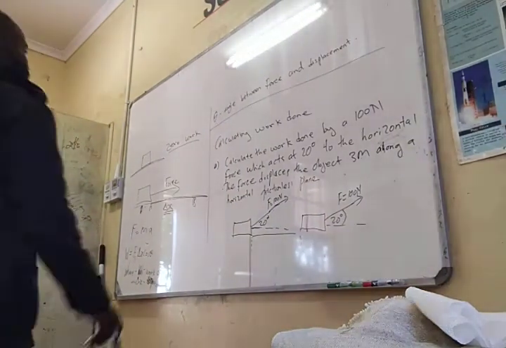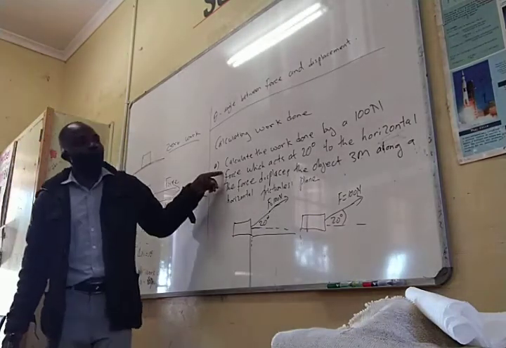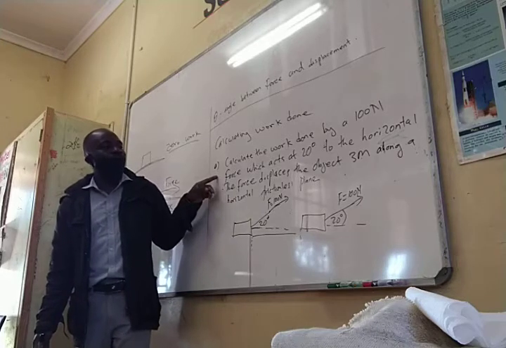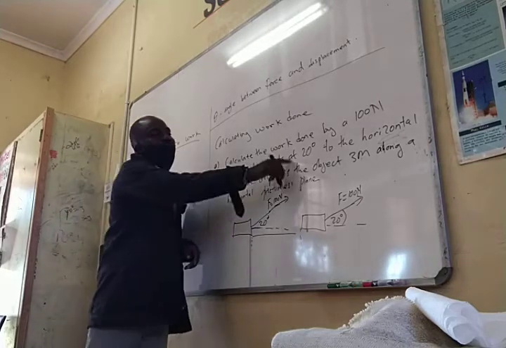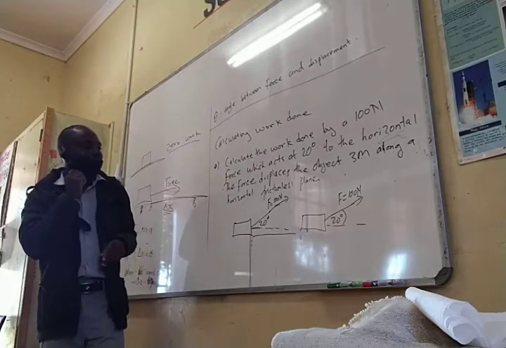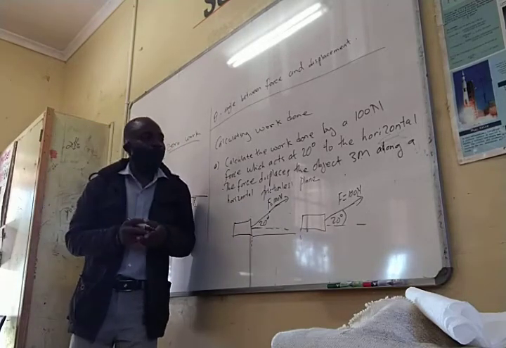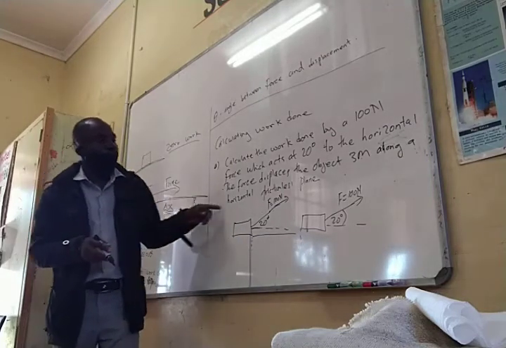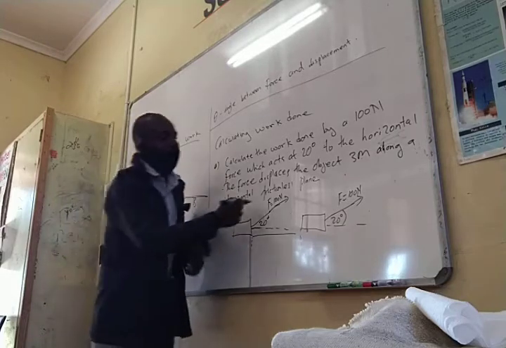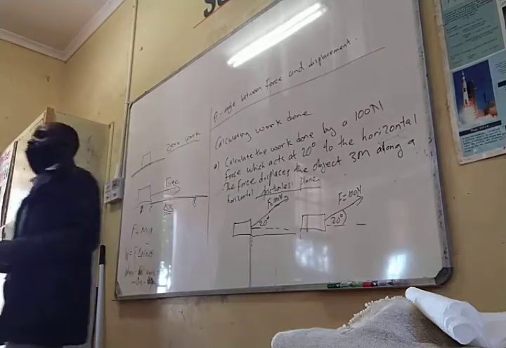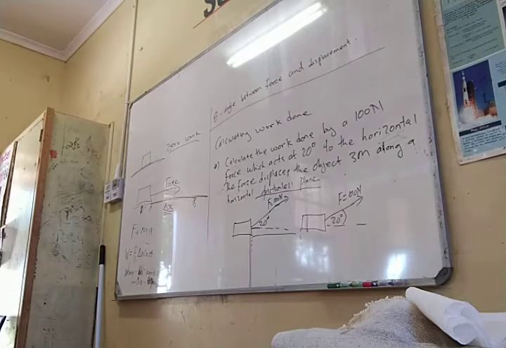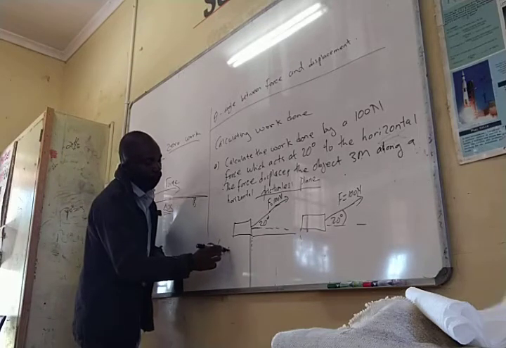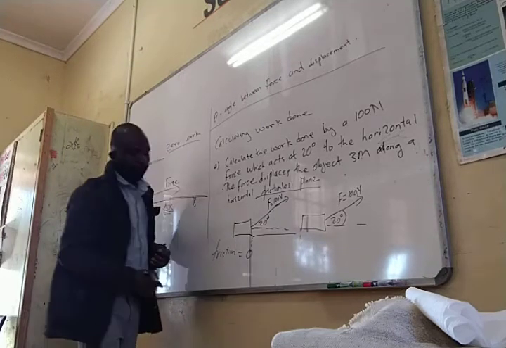Now let us look at this example next. You should calculate the work done by a 100 Newton force which acts at 20 degrees to the horizontal. The force displaces the object 3 meters along the horizontal frictionless plane. What does the word frictionless plane tell you? The friction is what? Friction equals 0 again.